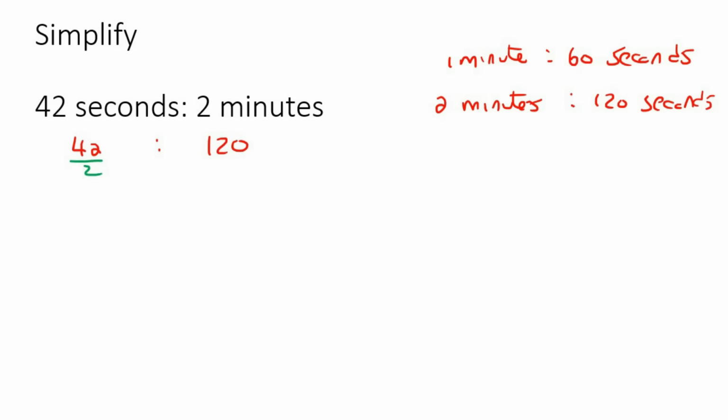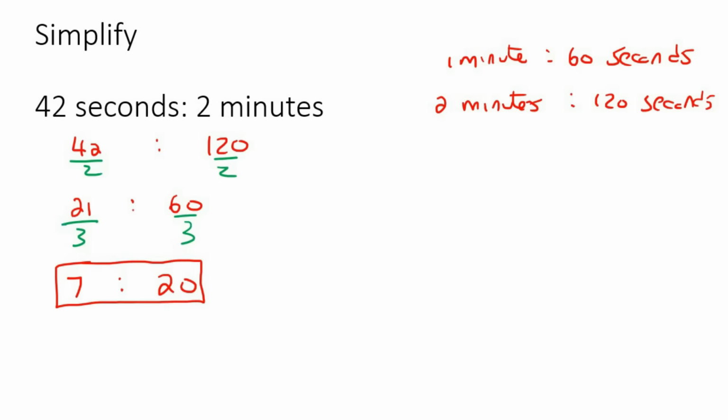So I know that the number 2 can go into both of these, and so that would be 21 and 60. Now the number 3 can actually go into both of these. It could go in here 7 times, and it would go into this one 20 times, and then we would not be able to go any further because there is no number that can go into 7 and 20 at the same time.